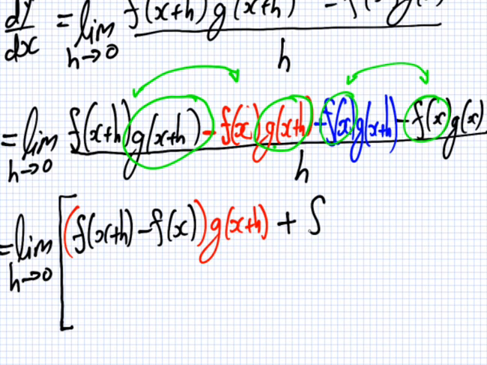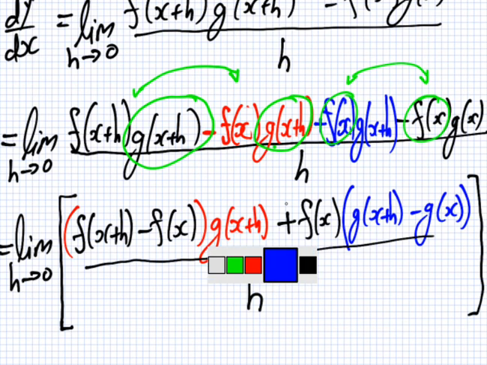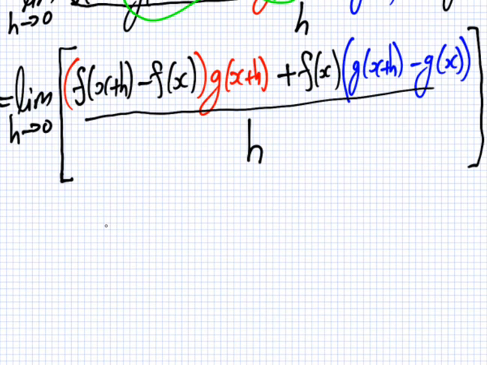You put in here a minus f(x+h)g(x), and then a plus f(x+h)g(x). Now the reason I did that, well, firstly, what happens to the red and the blue? They cancel. They cancel.